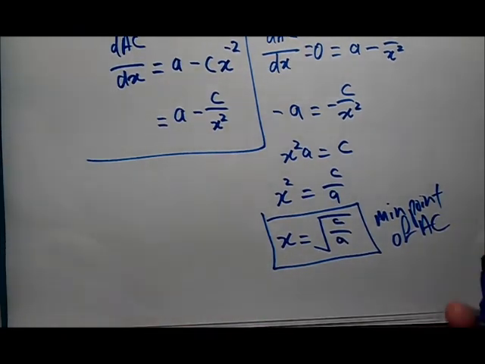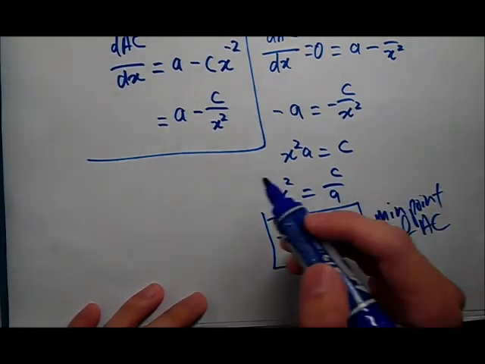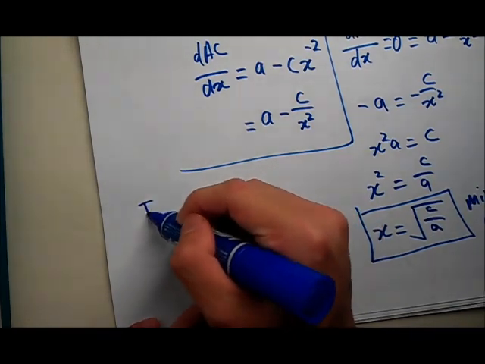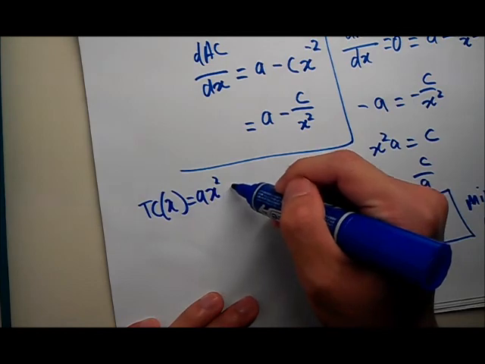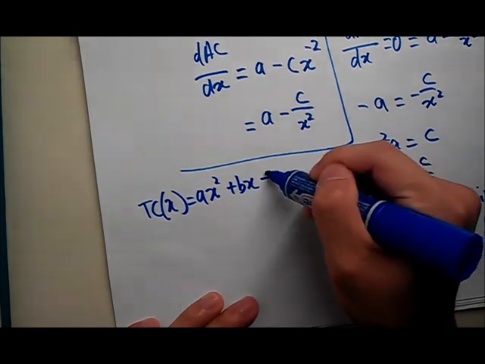Basically this is the minimum point of the AC when we do not have the unit tax. Now when we introduce the unit tax, look at our total cost curve again. Total cost equals ax squared plus bx plus c.